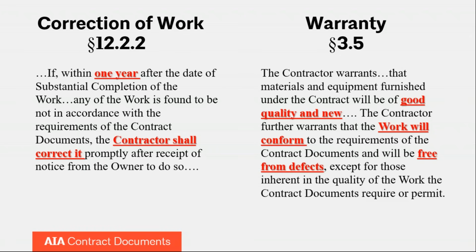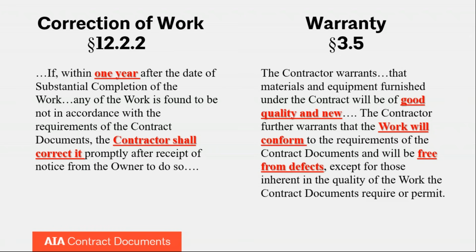It states that within 1 year after the date of substantial completion, if there's any defect in the work or if it's not in compliance with the contract documents, the contractor shall correct the work once the owner has given notice. And so it really does act as a 1 year post substantial completion warranty period. But using the term warranty for the correction of work period can be a little bit confusing because in section 3.5, the A201 also has a handful of warranties.